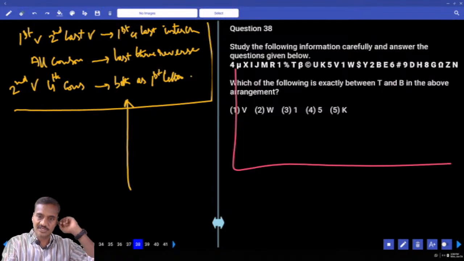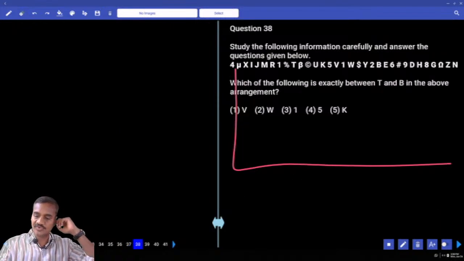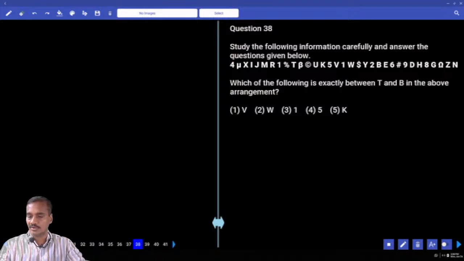Then the next one, 38 to 40. Now 38 to 40 come under sequence. Which of the following is exactly between T and V?